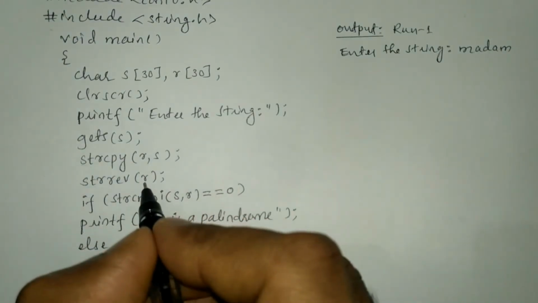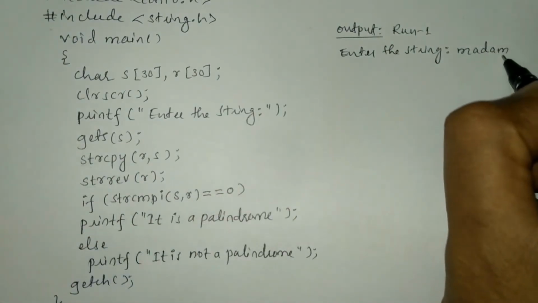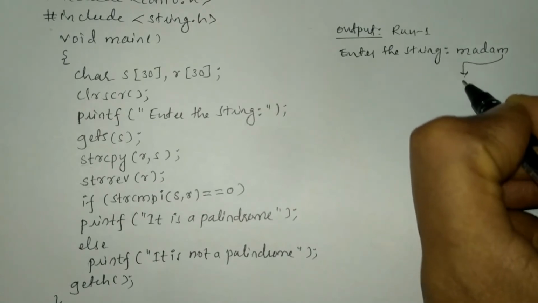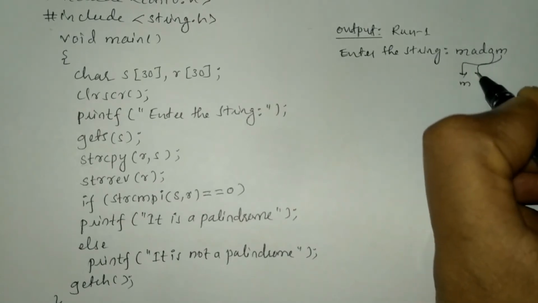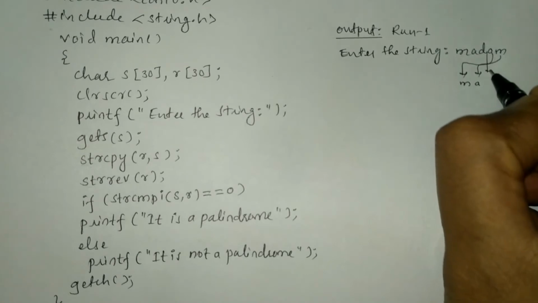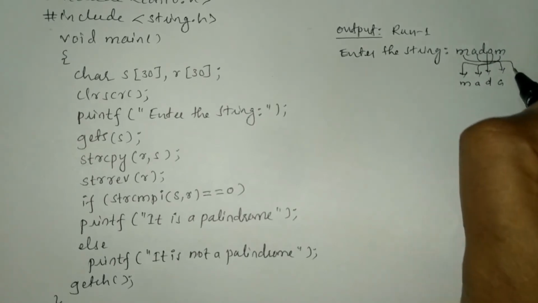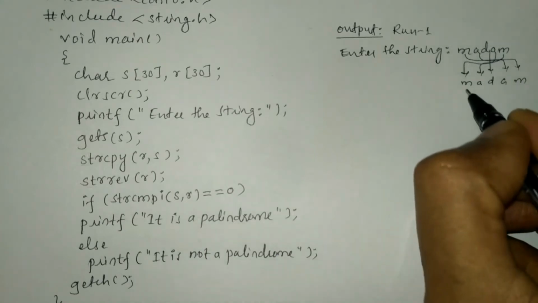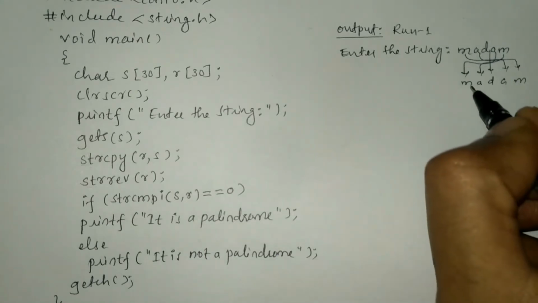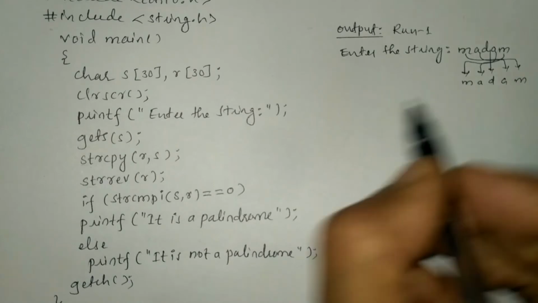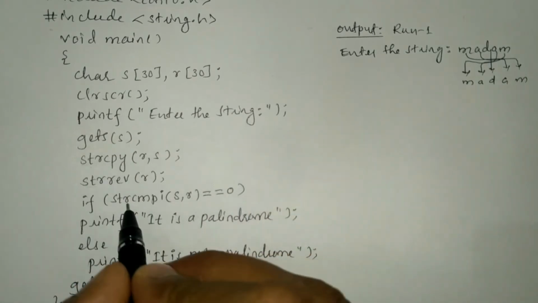strrev, that is reversing the madam. So this last letter M will come here. Next A will come next to this. D will come here. And this A will come here. And this M will come at the end. Again, you can read this as madam only. So hence it is going to return a true value.